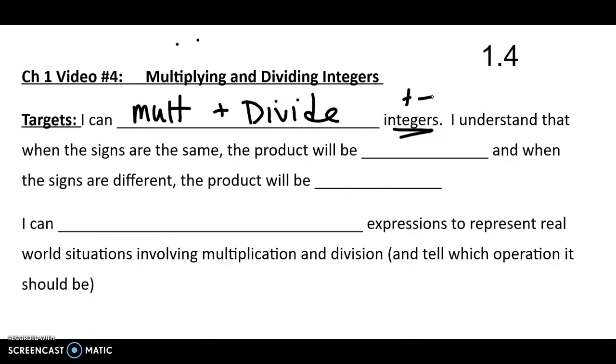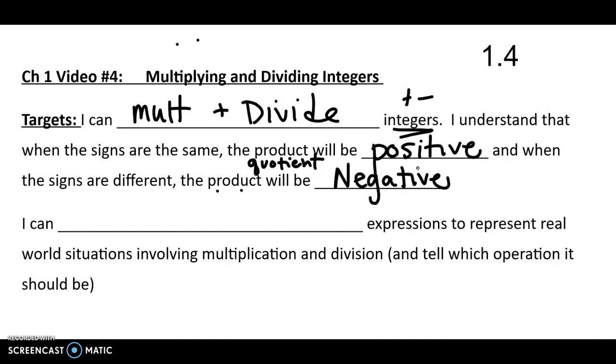Okay, so we understand that when the signs are the same, the product will be positive. And this says product for multiplication. We're also talking about quotient when we divide. So the product and the quotient will be positive if the signs are the same. And when we multiply or divide, so again, product or quotient will be negative if the signs are different. So we're going to look at a story to help us remember that, and then do some practice.